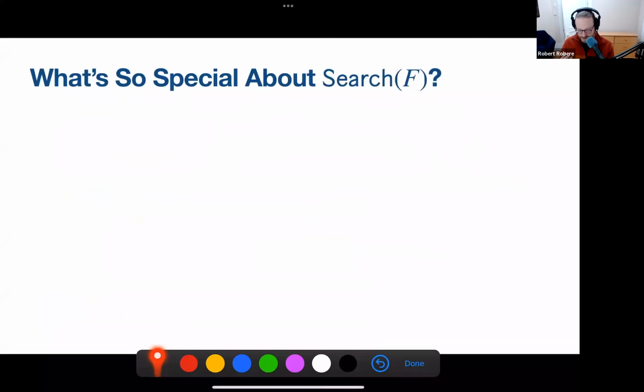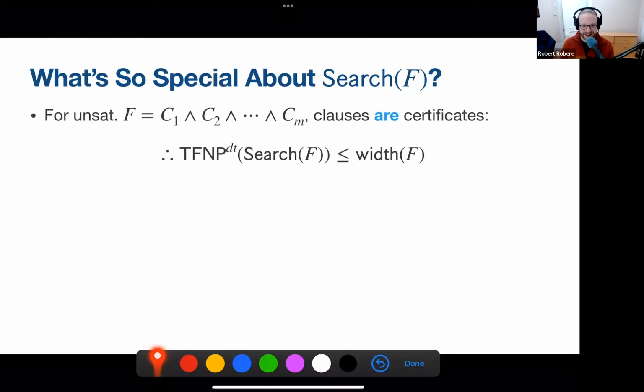Now, with this, you can ask what's so special about this search problem. If you think about it, if I have an unsatisfiable CNF, the certificates are the clauses, right? Maybe there are other ones, but a natural set of certificates are the clauses of the formula. Because if I query all the variables in one of the clauses, then I can determine whether that clause is false or not. So this tells us that the TFNP complexity of search F is at most the width of this CNF, the width of the widest clause.